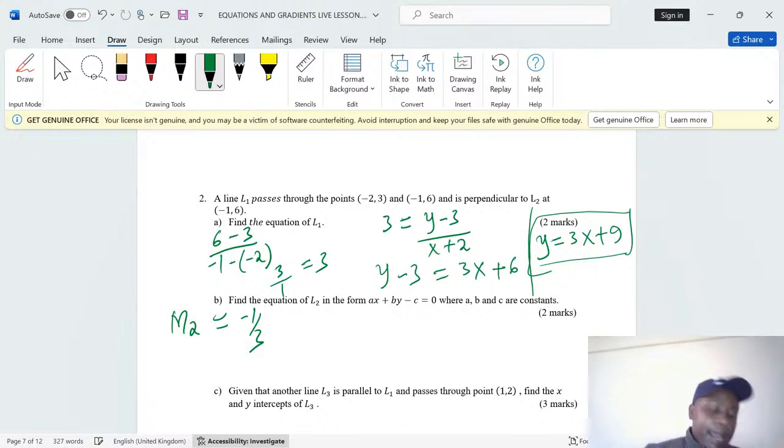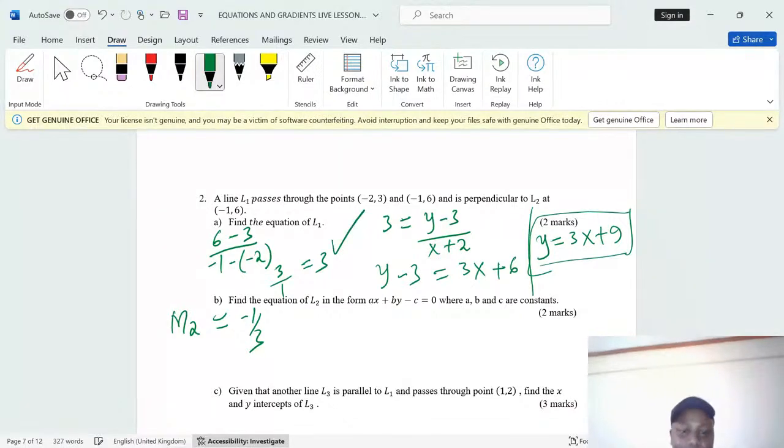Remember, when two lines are perpendicular to one another, the product of their gradients should give us -1. And this can quickly be found by simply obtaining the reciprocal, and we insert the opposite sign of the first gradient. If the first gradient in this case is 3, then the second gradient for the line perpendicular to L1 should be the reciprocal of 3, that is a third. And because 3 was positive, now a third should bear a negative. So that is simply how we obtain the second gradient.